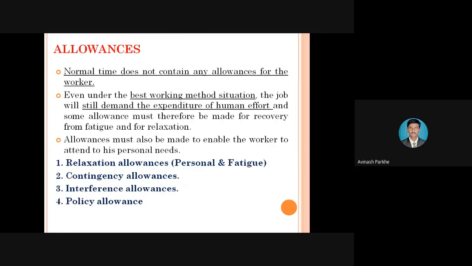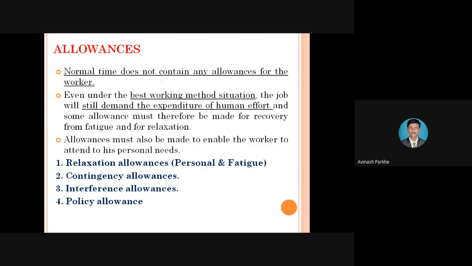Now we'll discuss the different types of allowances. What is meant by allowance? Here is the simple definition. Whenever operators are working, normal time is assigned to that operator. Normal time means the time required to complete the task, or the time required to perform the operations only.